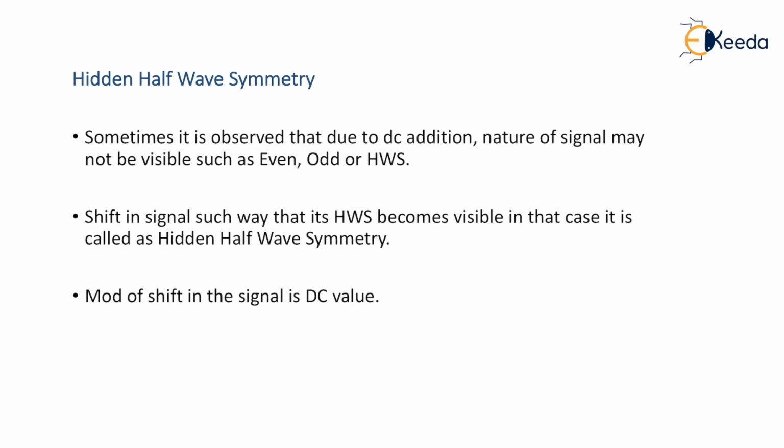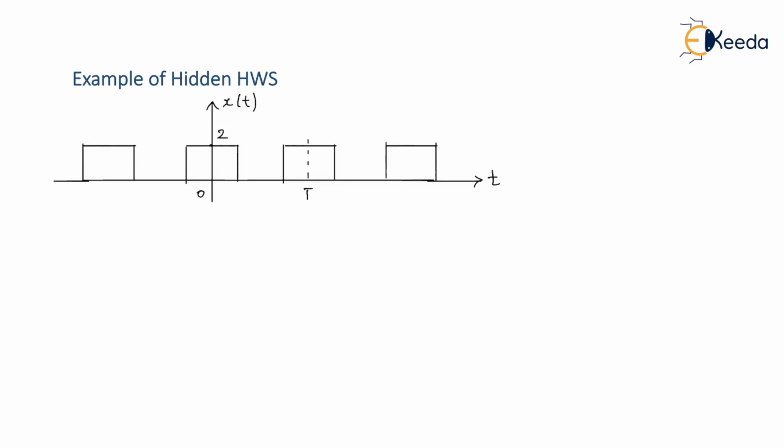The third point is very, very important. The shift that you are trying to make in a given x of t signal, because of which its half wave symmetry is now visible, is nothing but your DC value. So with an example, as I said, I'll make it clear to you.